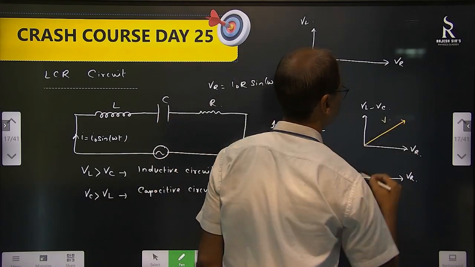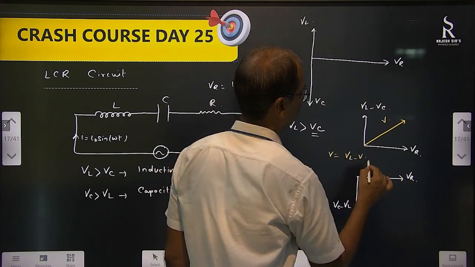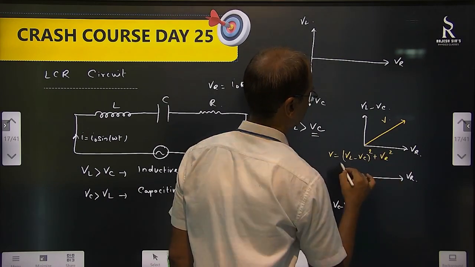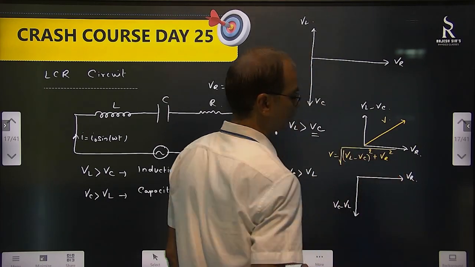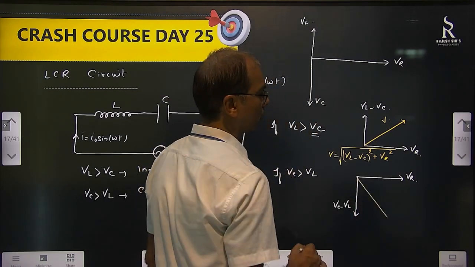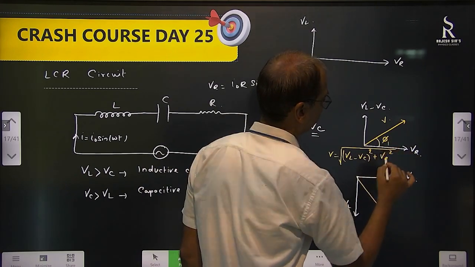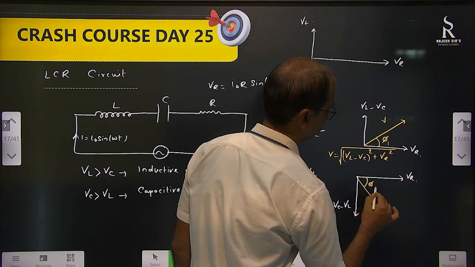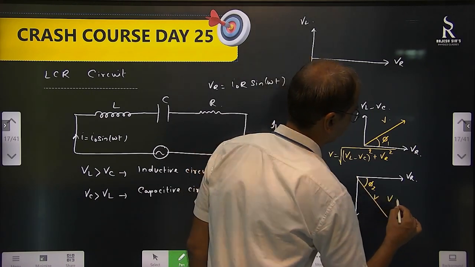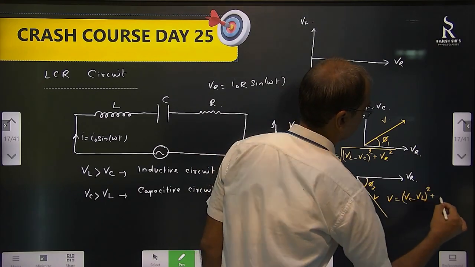This is the resultant V, and V will be equal to the root of VL minus VC whole square plus VR whole square. Theta is also there. Let's say this is phi 1 and this is phi 2. This is V. Now here the V value is the root of VC minus VL whole square plus VR whole square.